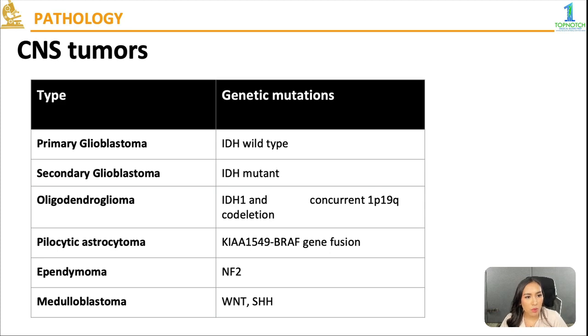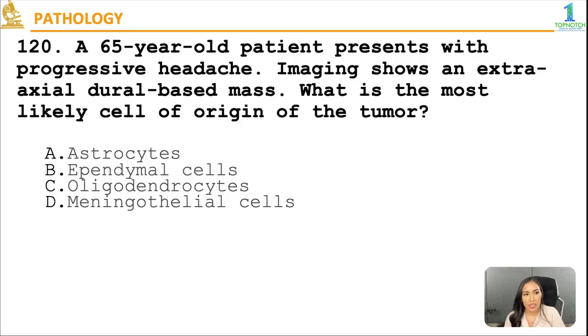Primary glioblastoma, IDH. Secondary, IDH. Oligodendroglioma, IDH, and 1p19q. Pilocytic astrocytoma, BRAF. Ependymoma, NF2. Medulloblastoma, Wnt, and sonic hedgehog. Last for patho. Okay. 120, a 65-year-old patient presents with progressive headache.